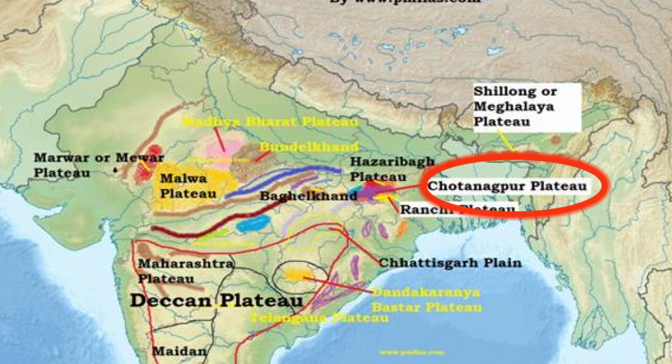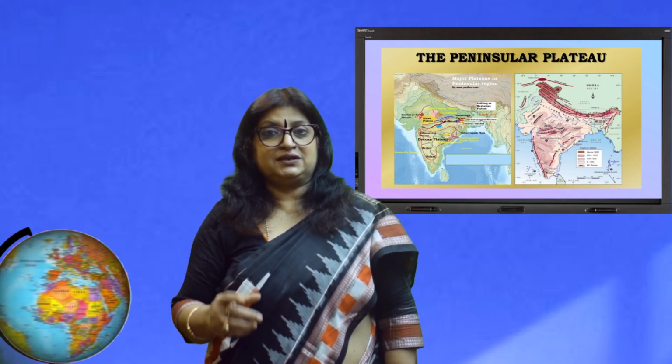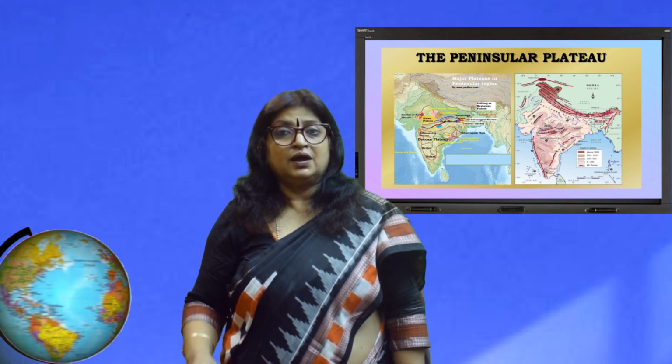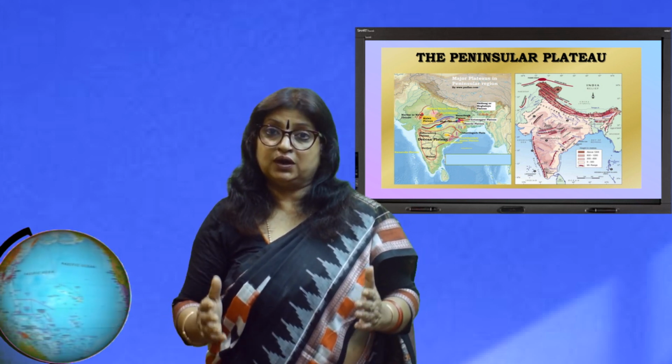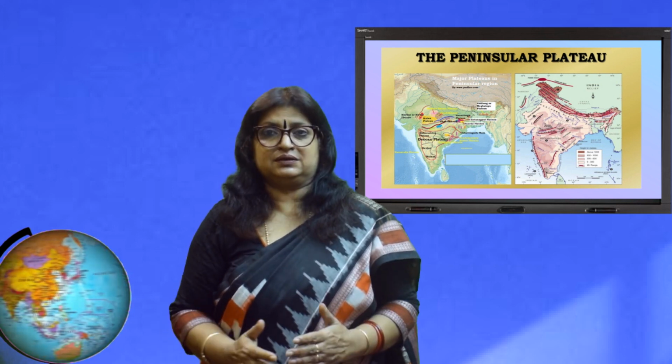You know children, the significance of the Chota Nagpur plateau is that it is rich in minerals. So it is also called the Ruhr of India. Can anyone tell me where Ruhr is? Right, Ruhr is in Germany. Ruhr is famous for minerals. Similarly, Chota Nagpur plateau is also rich in minerals.